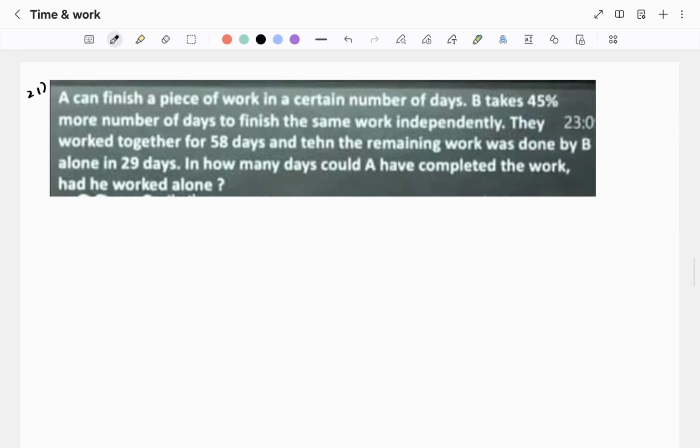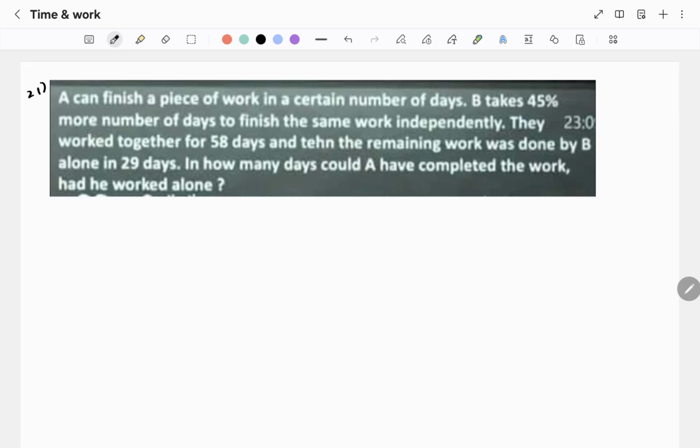A can finish a piece of work in a certain number of days. B takes 45% more number of days to finish the same work independently. They worked together for 58 days, and then the remaining work was done by B in 29 days. In how many days could A have completed the work had he worked alone?